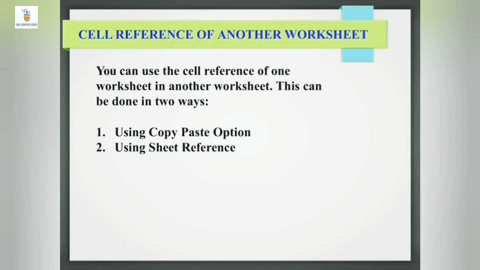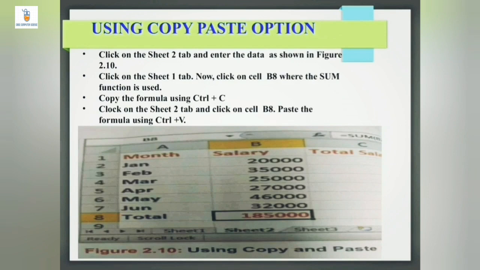Using the copy paste option is quite easy. We just copy the formula from the first cell in whichever sheet it is present, and we will open the new sheet. We will click on the desired location and paste it. We can use the shortcuts like Ctrl+C for copy and Ctrl+V for paste, and our formula will get copied and pasted from one sheet to another sheet.